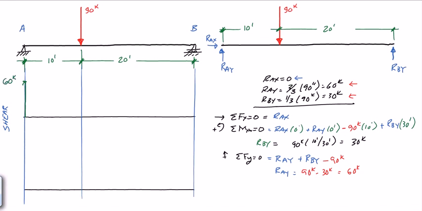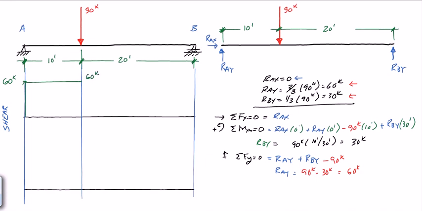Now the change in shear between two points, so if I'm going from point A to the point of the load, the change in shear is equal to the area of the load diagram. Well, in this case, I have no load diagram, and so the change in shear from here to here will be 0. So I draw a horizontal line straight over to that point, and I stay at 60 kips.